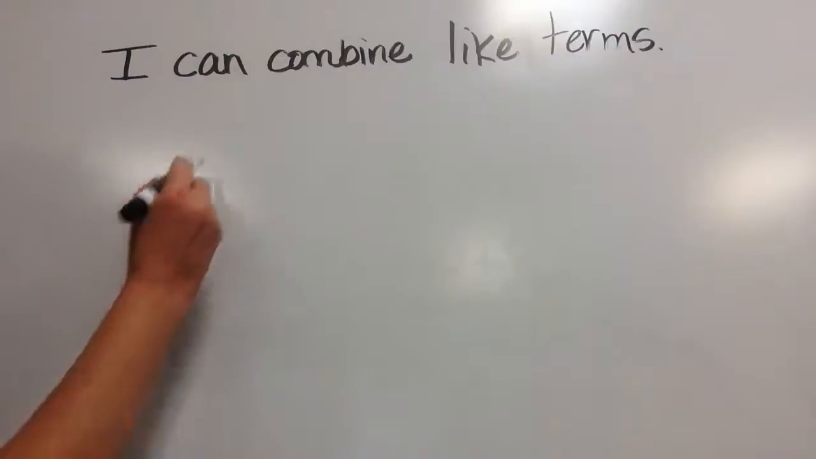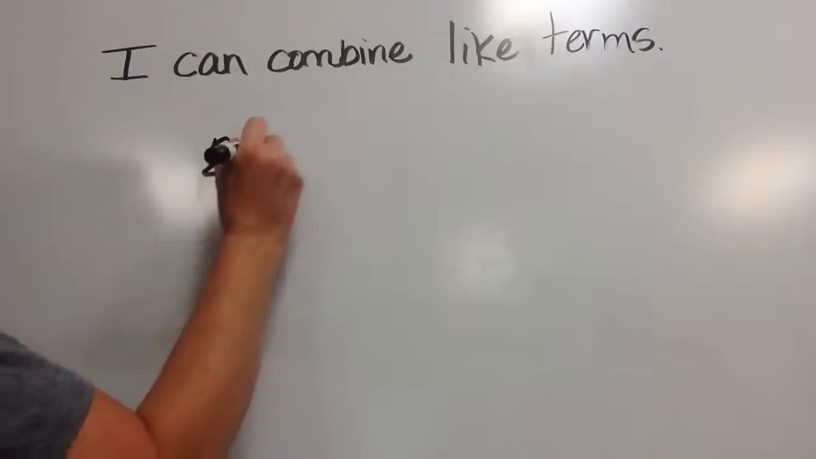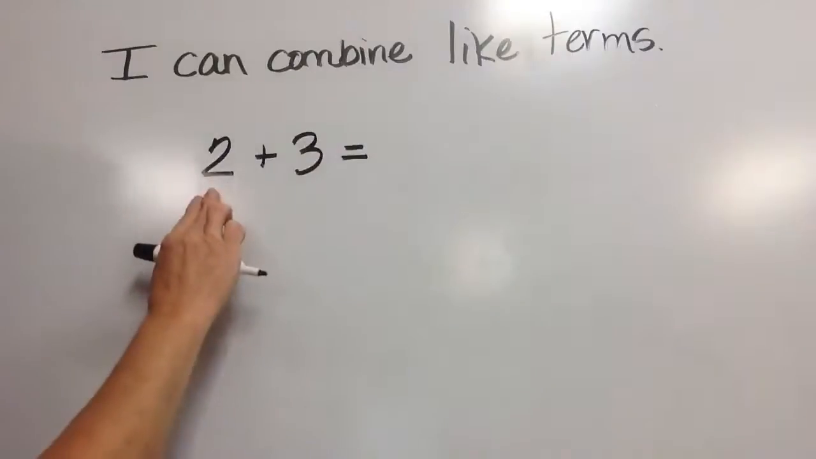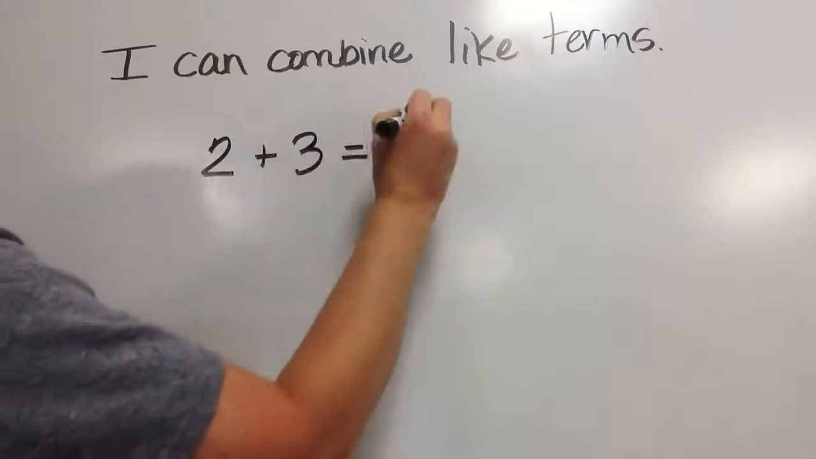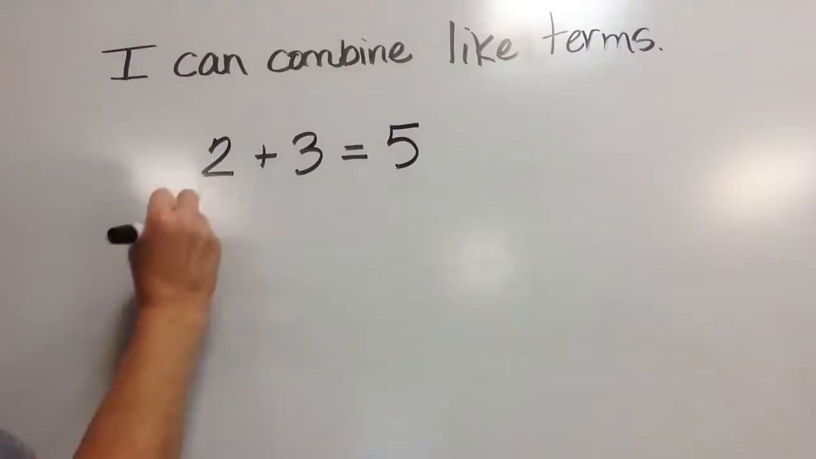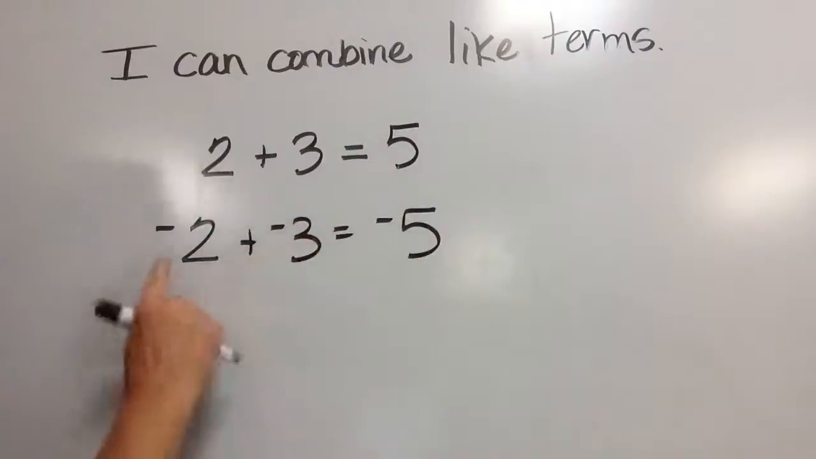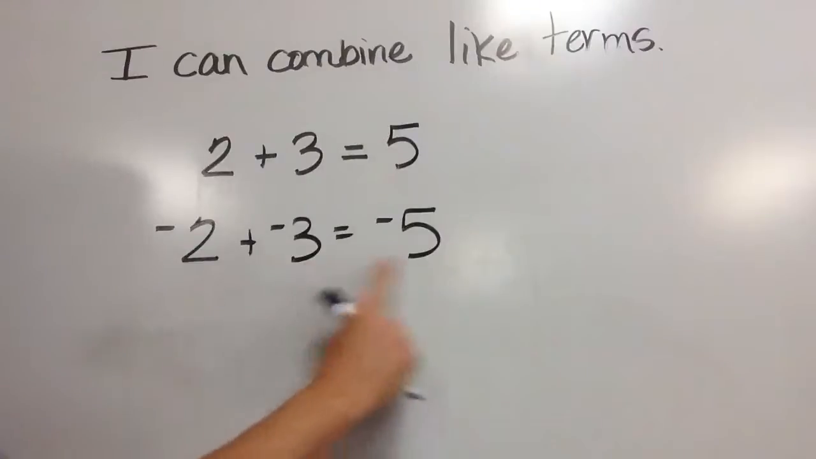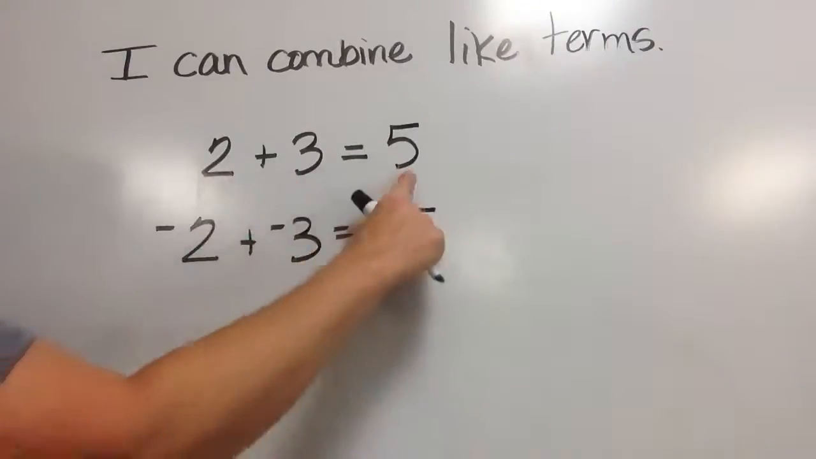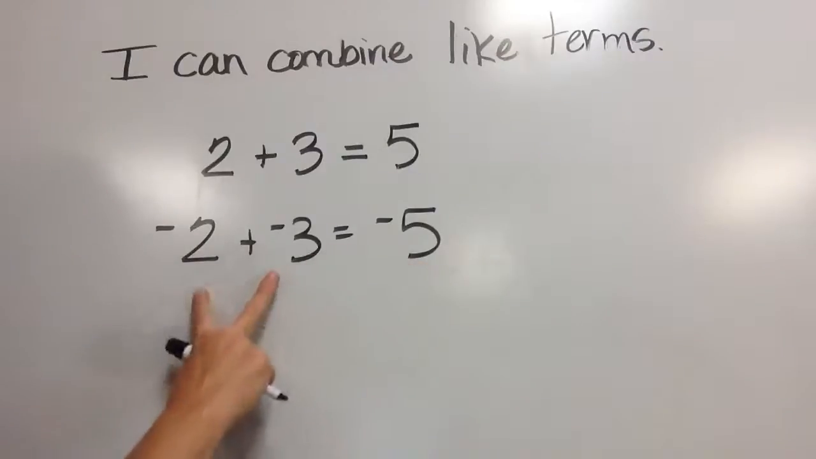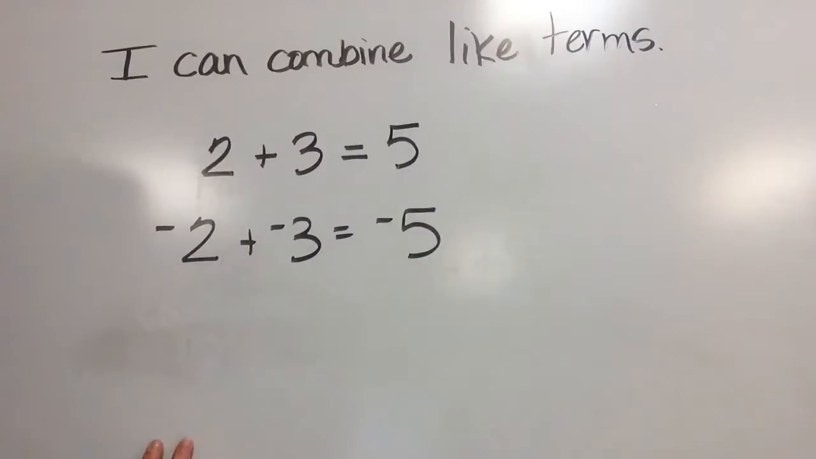So remember, when you're adding two numbers whose signs are the same, like positive 2 plus positive 3, that gives you a positive 5. Just like a negative 2 plus a negative 3 gives you a negative 5. If your signs are the same, you add and keep. So both positive, positive answer. So negative 2 plus negative 3 gives you a negative 5.